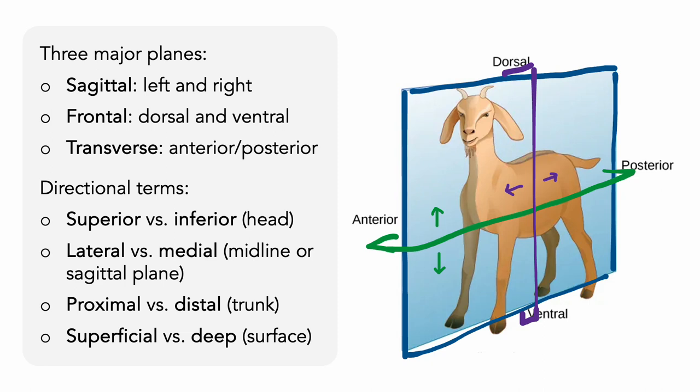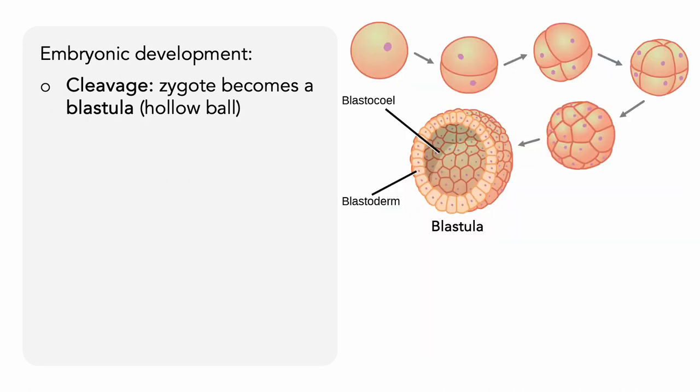Now, this concludes the first part of this video where we're talking about body plan and anatomy and anatomical direction. Now we're going to take a look at embryonic development. Embryonic development in animals includes a few unique steps that we don't see in plants or fungi.